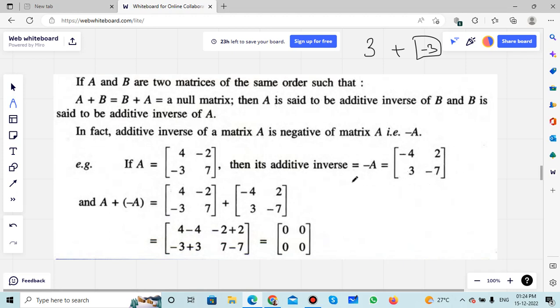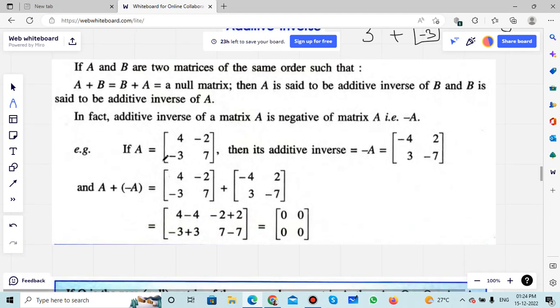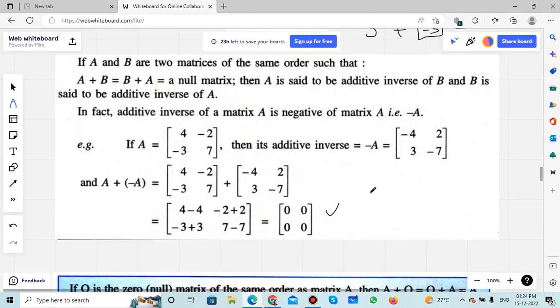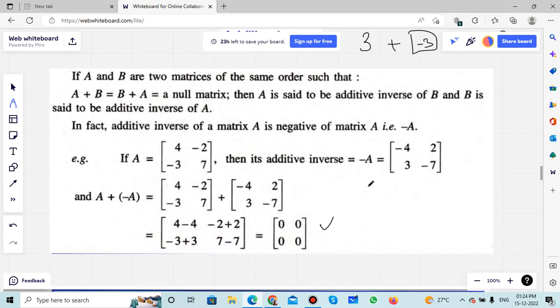Minus 7. So remember, the sign changes, or we can say we multiply everything with minus 1. So the additive inverse of A is this one, right? And if I add the two, we'll get 0. Simple.